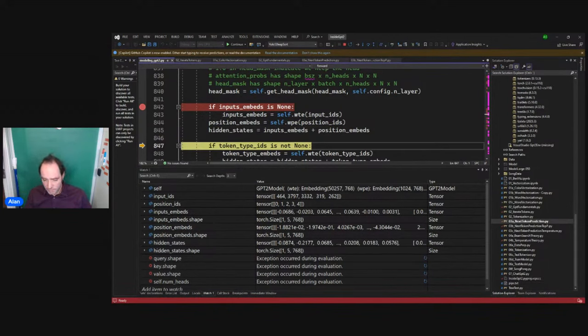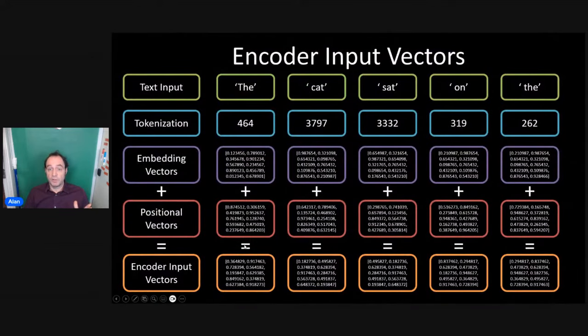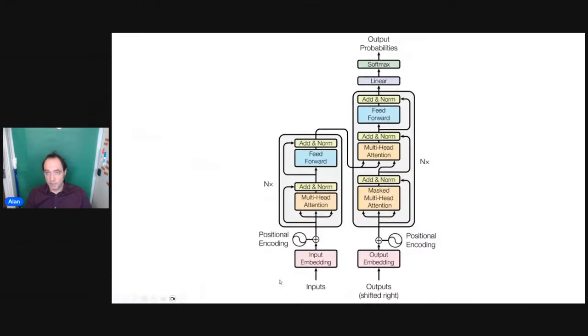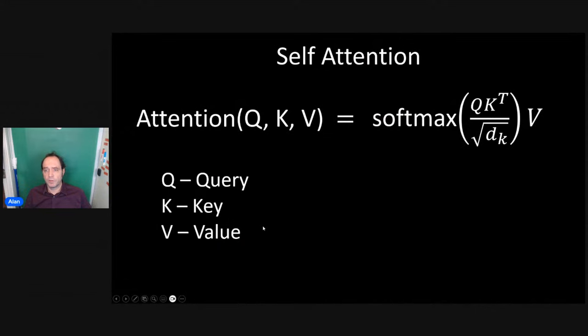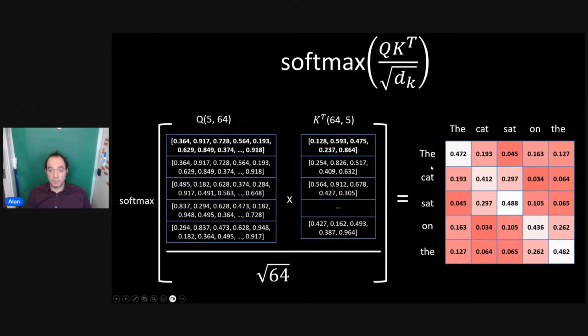So I'll leave that breakpoint there, and we can drop back to the slides. So what we've done is we've just done this for all of the words. We've got these 5 by 768 values there to get the encoder input values. The next thing we do is this multi-head attention, which is really the key to how these transformer models work. And this is the actual formula that we're doing. We're working with a query, a key, and a value. And these are calculated from the input embeddings. And this is the actual formula that we are performing.